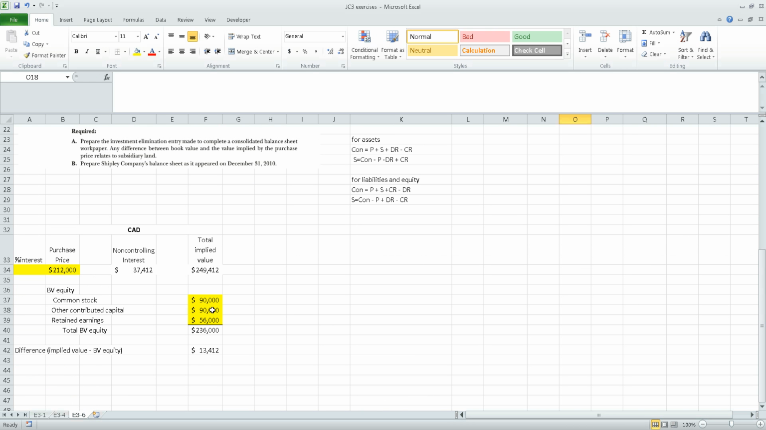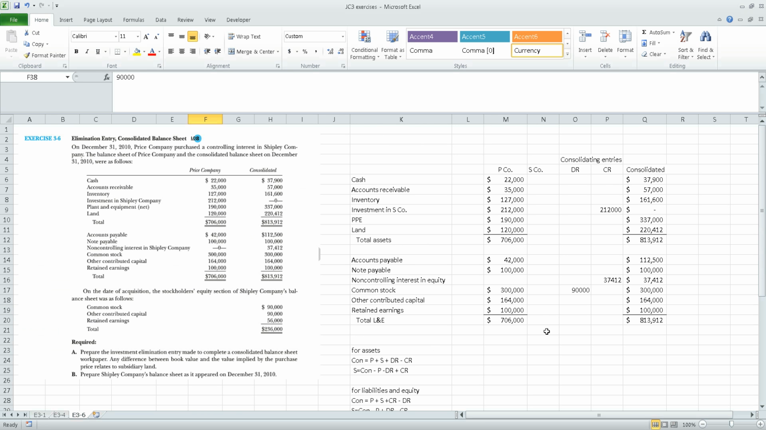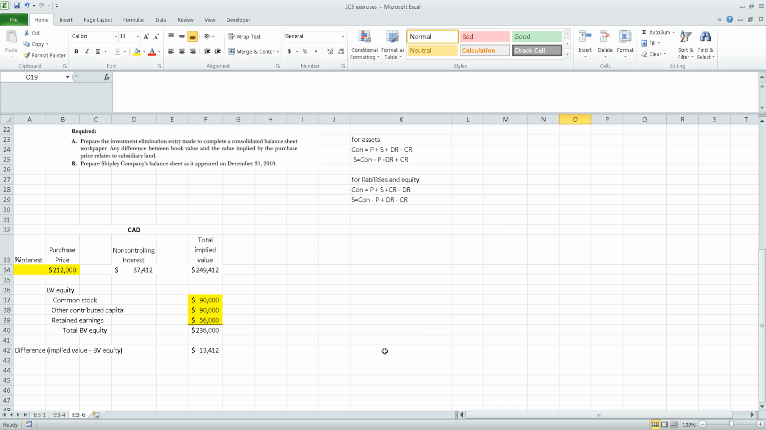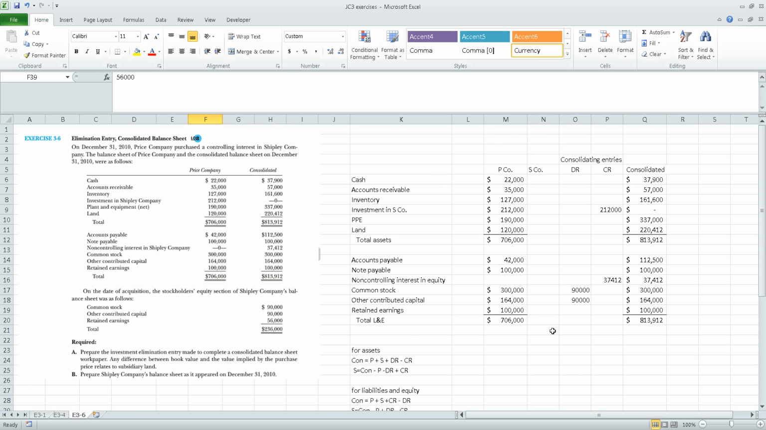And there must have been a debit to the sub's other contributed capital to get rid of the sub's other contributed capital of $90,000. And there must have been a debit to the sub's retained earnings of $56,000 to get rid of that.